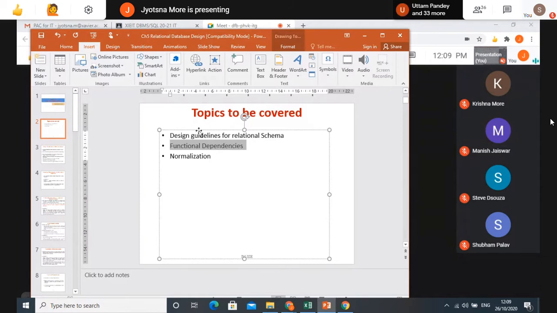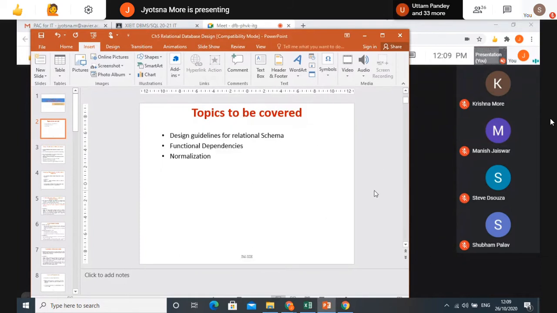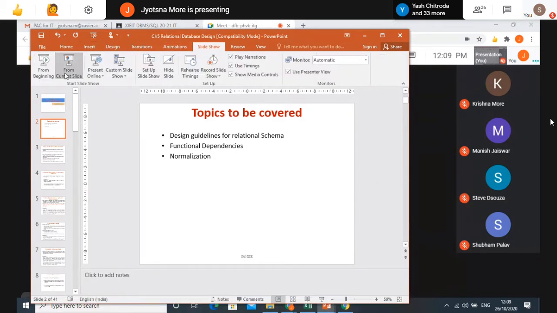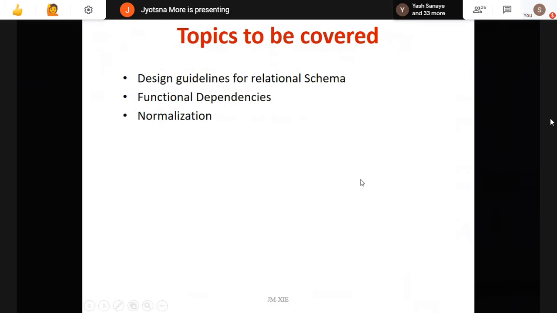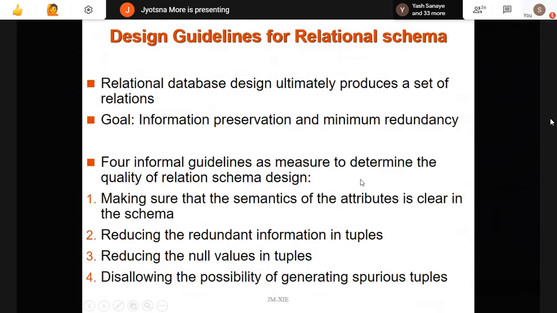So today we are going to start with the design guidelines for relational schema and then functional dependency. We'll see how much we can finish from these two, and then we will start with the next lecture, normalization, or if any part is left today, we'll continue. So first point, we'll start with design. I just present it. Design guidelines for relational schema.